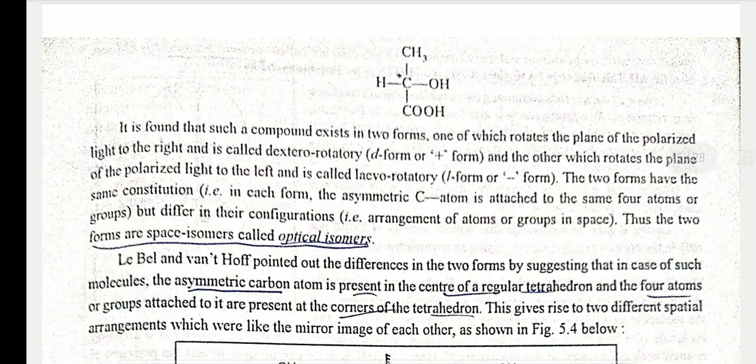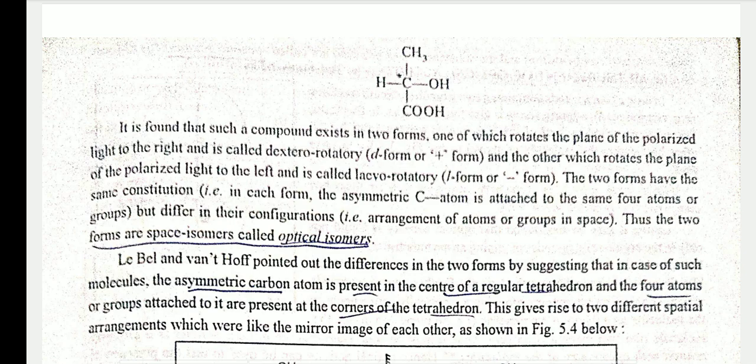It is found that such a compound exists in two forms, one of which rotates the plane of the polarized light to the right and is called dextrorotatory, D form or plus form, and the other which rotates the plane of polarized light to the left and is called levorotatory, L form or minus form. The two forms have the same constitution, that is, in each form the asymmetric carbon atom is attached to the same four atoms or groups, but differ in their configuration, that is, the arrangement of atoms or groups in space. Thus, the two forms are space isomers called optical isomers.